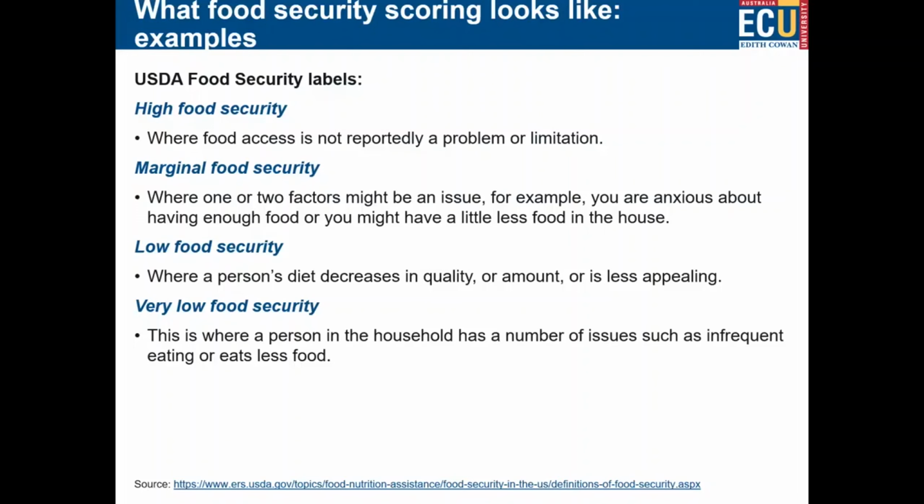Low food security is where people's diet does decrease in terms of the quality but also the quantity, or it's less appealing. And then very low food security is where a household really, they've got a number of issues. So they might have people within the household might have infrequent eating or eat less food.